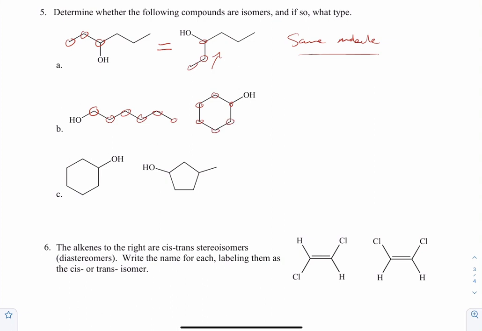1, 2, 3, 4, 5, 6. Okay, so far it looks like we might have something similar. However, if you remember from the example I gave earlier, having a cyclized form of something is a degree of unsaturation. It's like having a double bond.